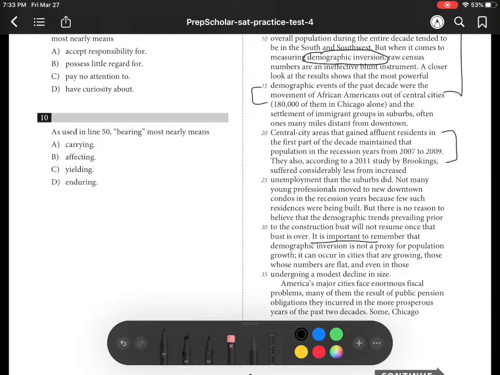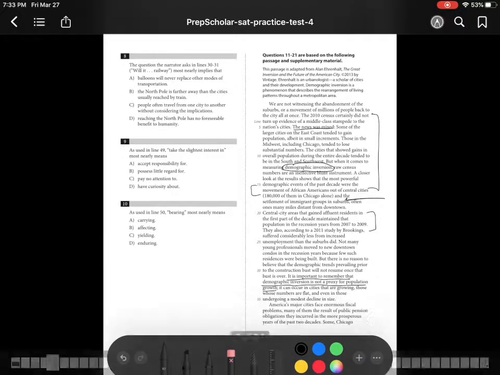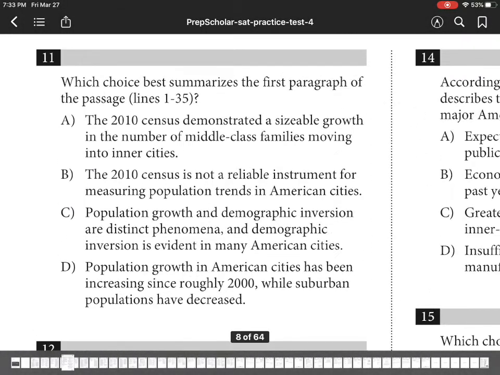And that's what he says here at the end. "It is important to remember that demographic inversion is not a proxy for population growth. It can occur in cities that are growing, those whose numbers are flat, and even in those undergoing a modest decline in size." So let's go to our answer choices.